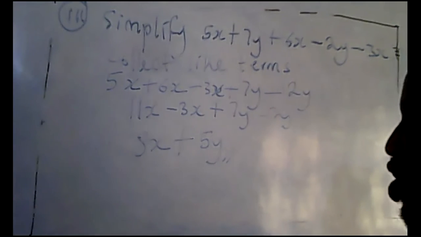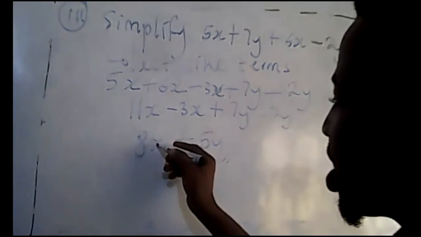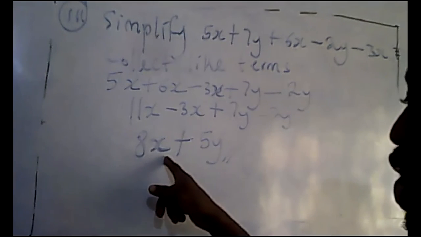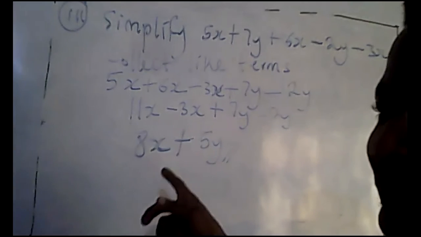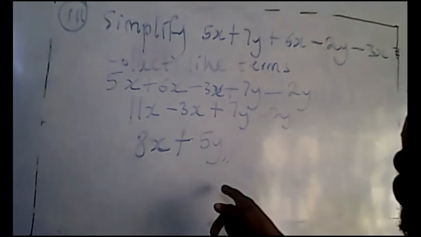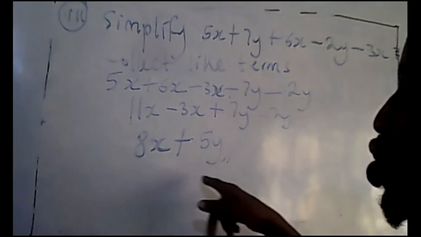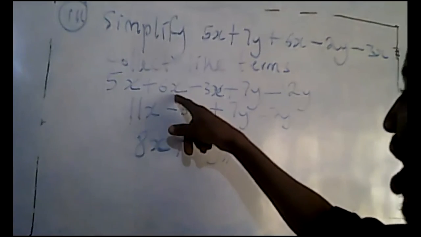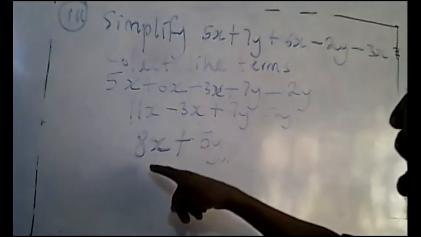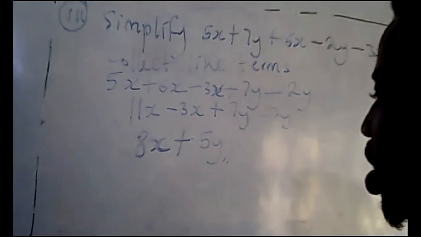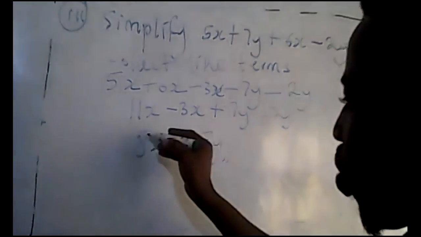Don't ever make the mistake of saying 8x plus 5y equals 13xy. No. This 8x belongs to the x family, numbers with x. And this 5y belongs to the y family, numbers with y. So you can never add them together. 5x plus 6x, 11x. 11x minus 3x, 8x. 7y minus 2y, 5y. And that is why our answer is 8x plus 5y.